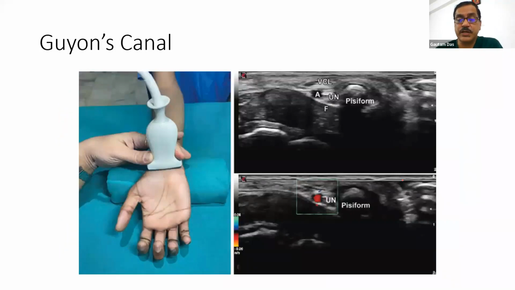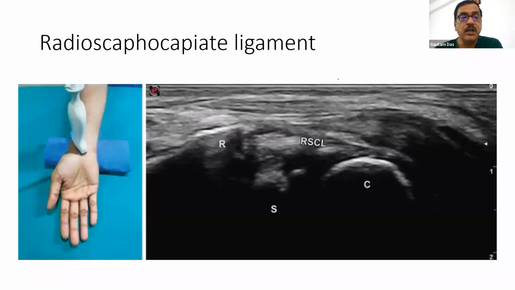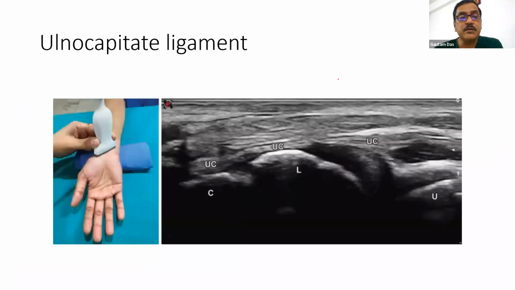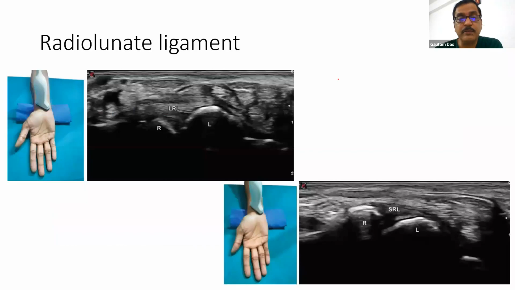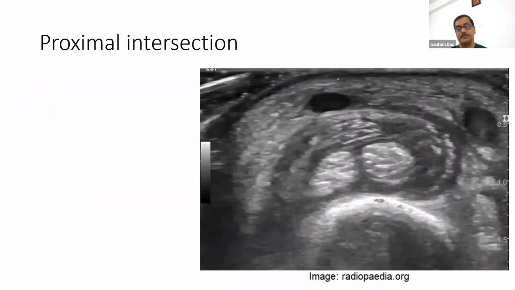So this is, again, the Guyon's canal. The Guyon's canal is not within the carpal tunnel, it is just outside the carpal tunnel. So the base is formed by the flexor retinaculum, and within that we have the ulnar artery, ulnar nerve, and on top the tendon, that is your flexor carpi ulnaris. The radioscaphocapitate ligament, as we already discussed earlier, the ulnocapitate ligament, the radiolunate ligament. We'll be trying to see all those different ligaments when we scan the volunteers.